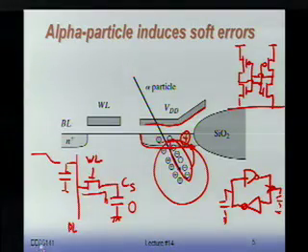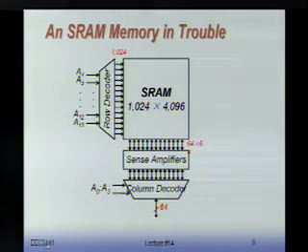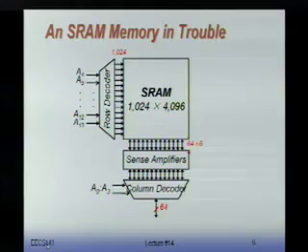So how does this work? Well, here's the memory we're going to consider in this project. It's a 1K by 4K memory, which is 4 million bits. Not a staggering number, but a decent-sized memory. At least a decent-sized memory block.